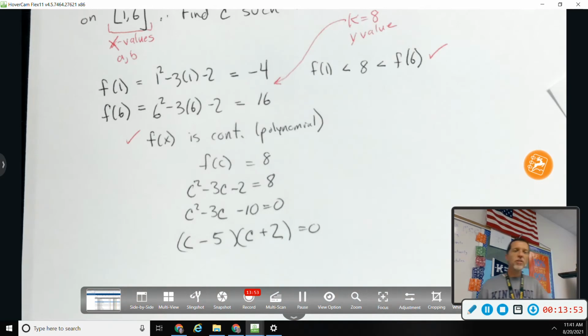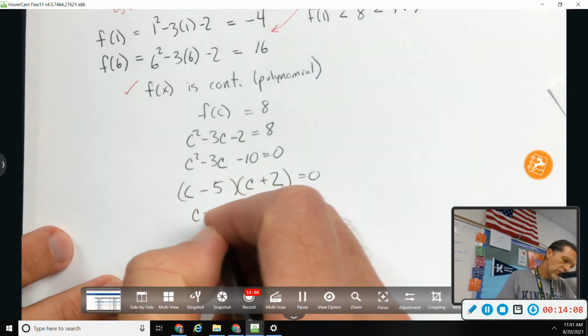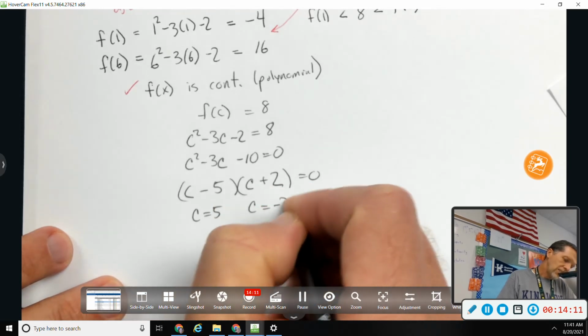Sure enough, for a first example, of course we should do one that factors. Because if it didn't factor, what would we have to do? Quadratic formula. But we know that. We could do that if we needed it. So c equals 5 and c equals negative 2.